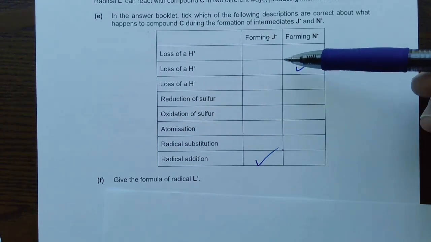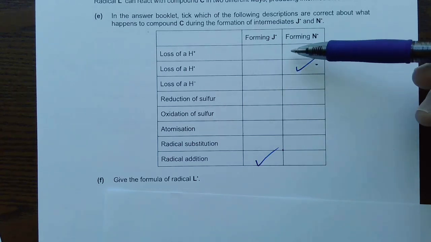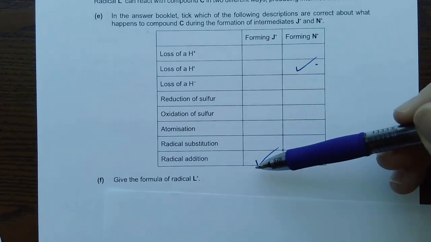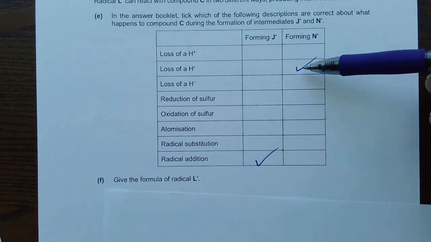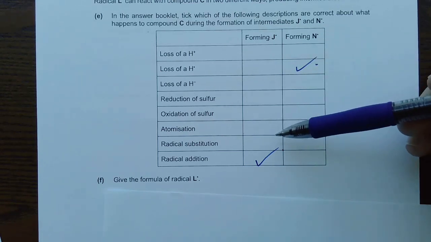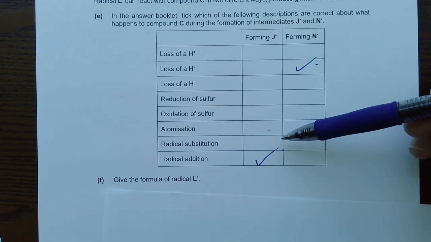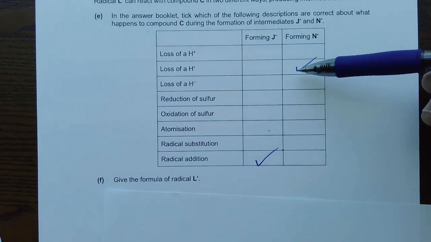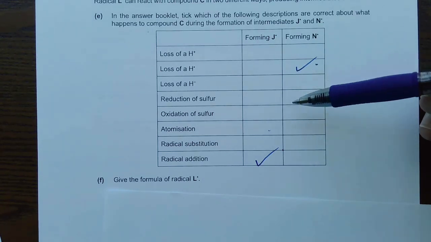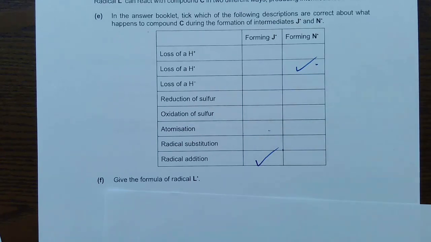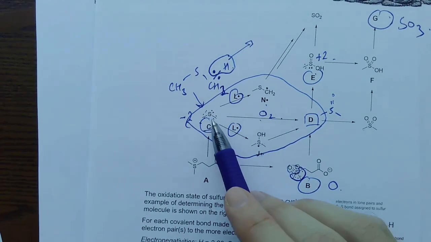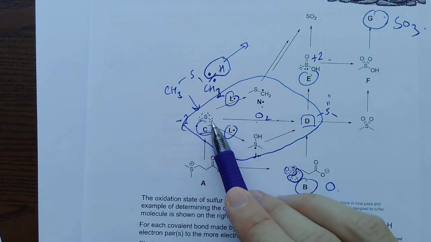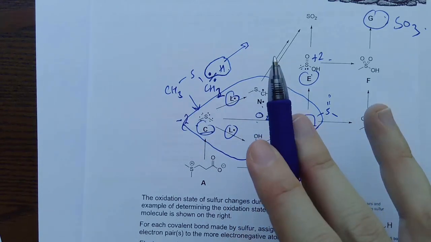Well, we can ignore these ones here and these ones here, because if it's addition, it's not substitution, and if it's the loss of a hydrogen atom, it's not the loss of a hydrogen ion. So it's not going to be atomization. There's no individual atoms being formed. Even though you do lose that hydrogen atom, it's not atomization because you are reacting it with the other radical. So we just need to think about reduction and oxidation of the sulfur. Here, the sulfur is bonded to 2 carbons, and here the sulfur is bonded to 2 carbons. So there's no change there.